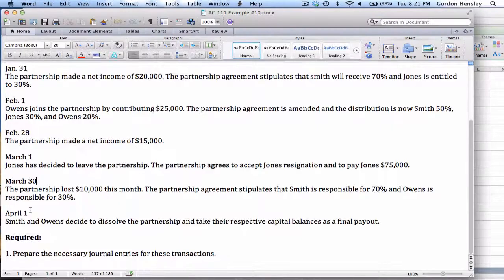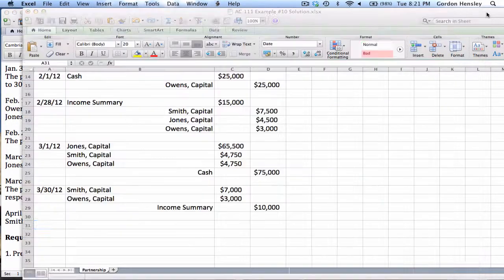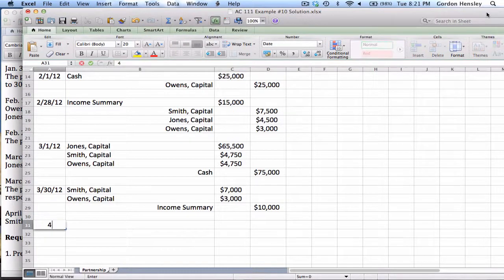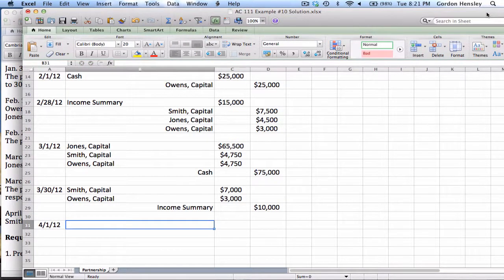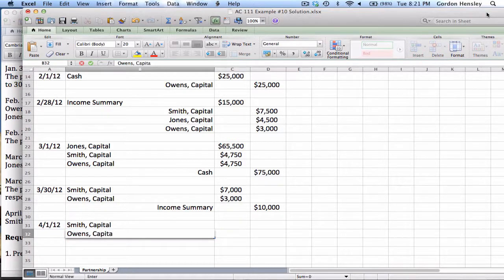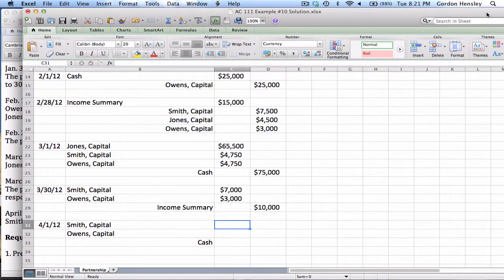And in the final transaction on April the 1st, Smith and Owens have decided to dissolve the partnership and simply take their respective capital balances as a final payout. So this will be on April the 1st. They're going to dissolve the partnership. That means we have to totally eliminate both capital accounts. And the final amount, which is withdrawn, will be withdrawn out of cash.